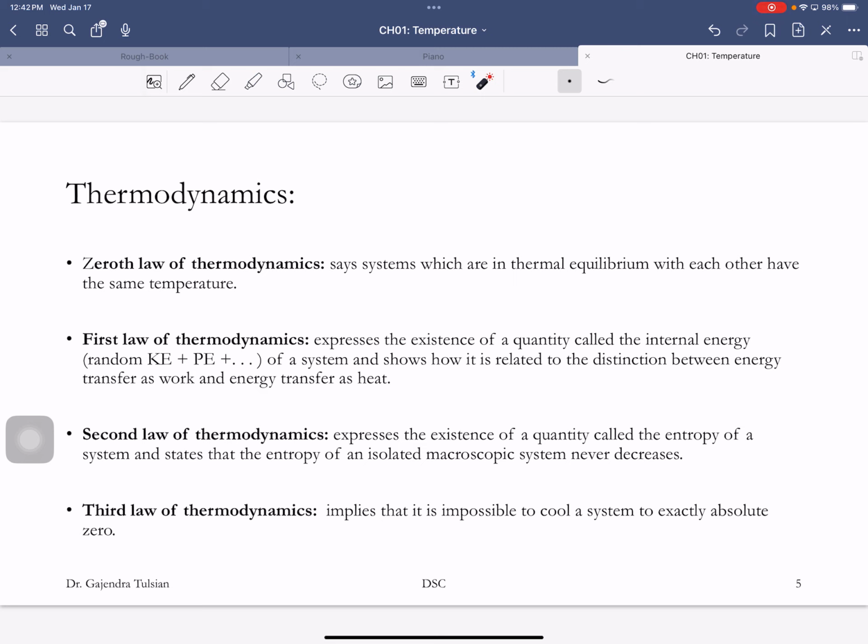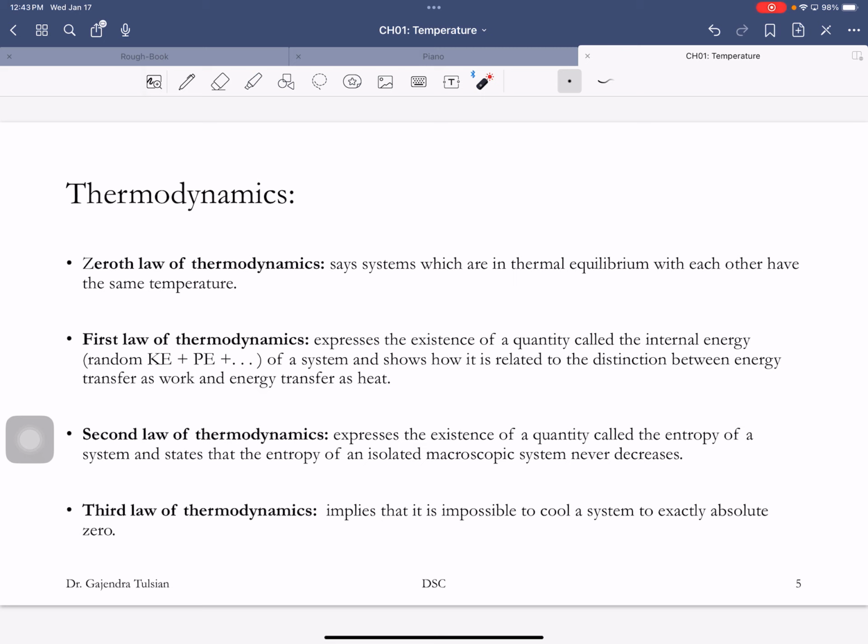So the first law of thermodynamics expresses the existence of a quantity called internal energy and shows how it's related to the distinction between energy transfer as work and energy transfer as heat. I showed you an example. Okay, so we'll come to these again later.